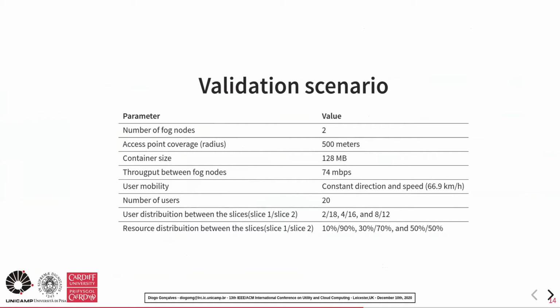We also made the resource distribution in different scenarios. In the first one, we allocated 10% of the resources for slice 1 and the remaining 90% for slice 2. In the second scenario, we allocated 30% of the bandwidth for slice 1 and 70% for slice 2. And in the last one, we allocated half of the bandwidth for each slice.